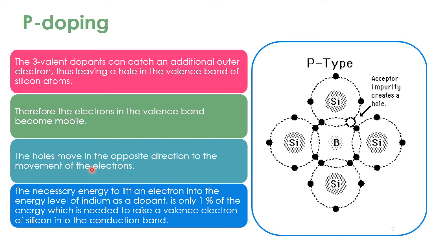The energy necessary to lift an electron into the energy level of indium as a dopant is only 1% of the energy needed to raise a valence electron of silicon into the conduction band. Meaning that less energy is needed to move an electron into this hole from another one, instead of moving the other valence electron.